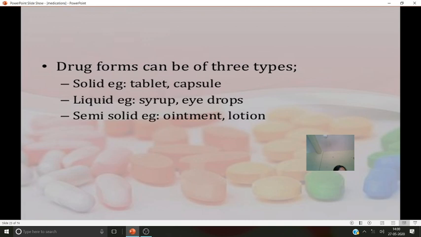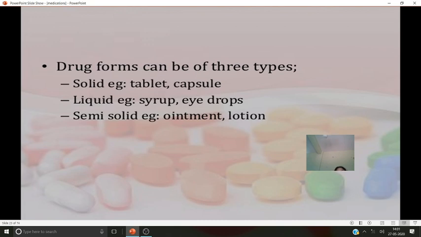These medications are classified in many ways, according to their clinical composition, the use of drugs, as well as the systemic way of use. Along with all these things, we have to learn the different forms of drugs. They are classified as solids, for example tablets or capsules; liquids, for example syrup or eye drops; and semi-solids, which are ointments and lotions.